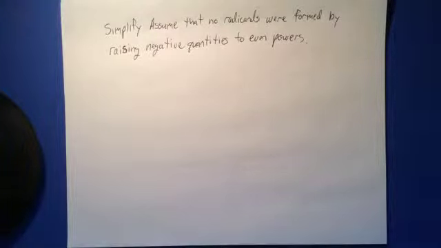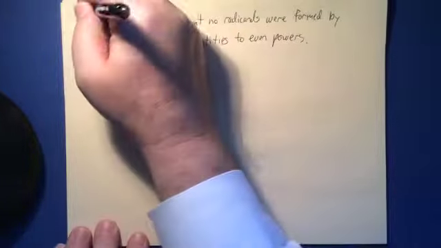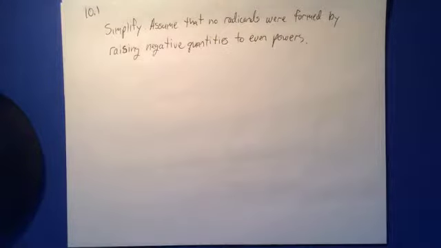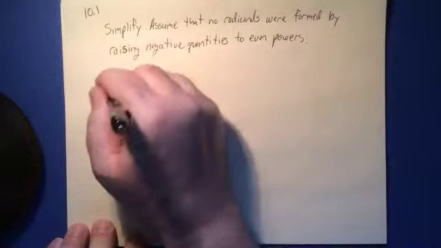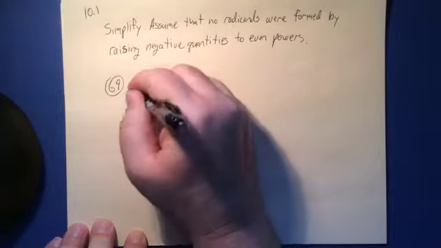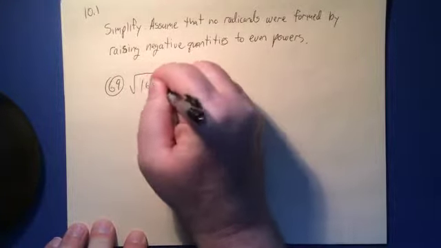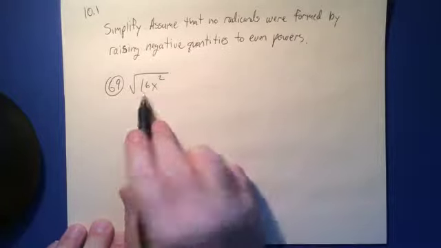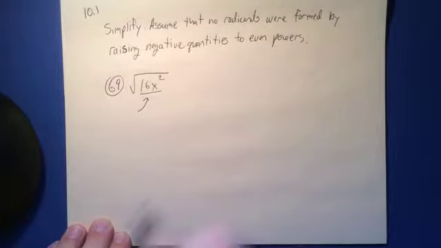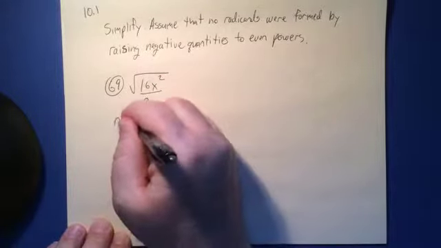Hey, we're back with our final lesson from section 10.1, continuing forward. So in this part here, we're given a specific set of directions that, to simplify, assume that no radicands were formed by raising negative quantities to even powers. So if we're looking at a question like 69, where we have the square root of 16x squared, the 16x squared, the part under the radical, that's considered the radicand.